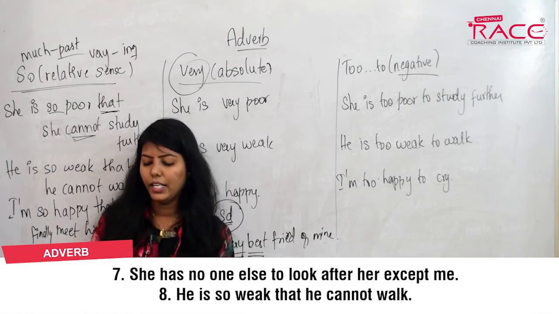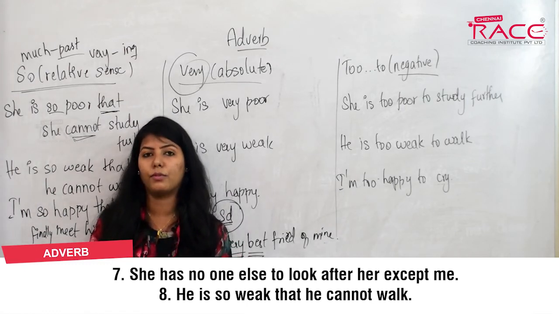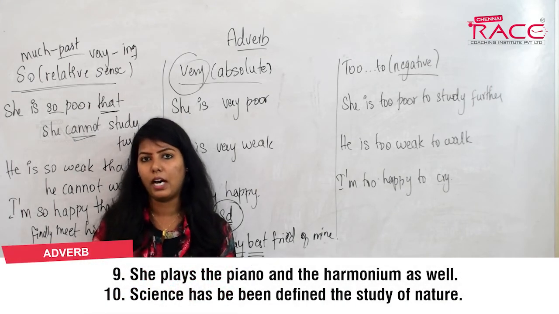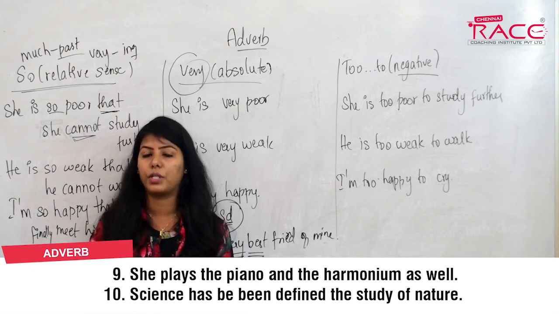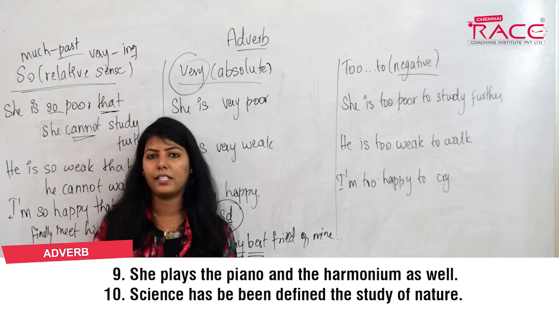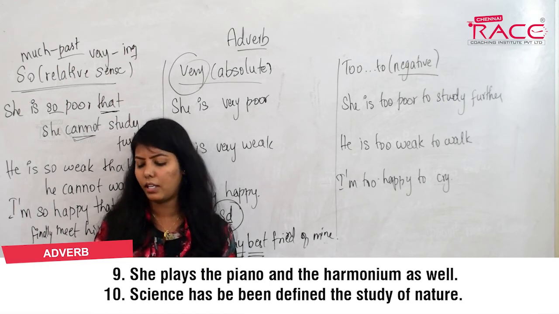Next one: "She plays the piano and the harmonium as well." Here "as well" gives the meaning of "too". This ninth sentence is also right. "Too" can be replaced by "as well". Both give the same meaning, so it doesn't matter.